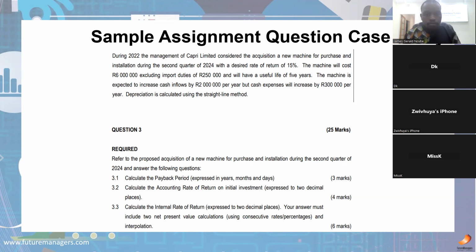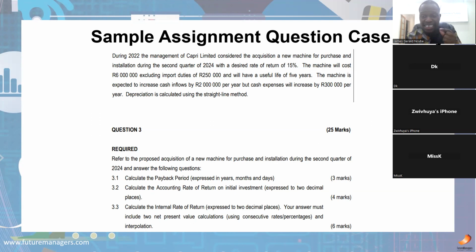So if you go through the case study question paper, it gives you a lot of information. As part of the information, I've just extracted the information that is important for the question only. The question says here, refer to the proposed acquisition of a new machine for purchase and installation during the second quarter of 2024 and answer the following questions. There are more than 3 questions, I just picked these 3.